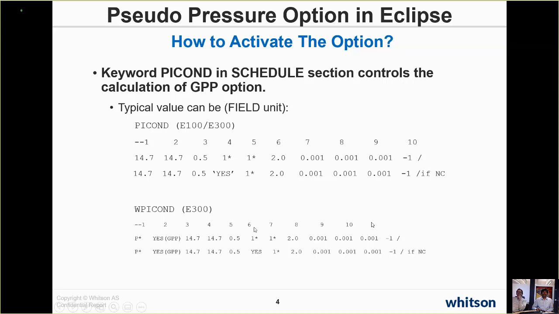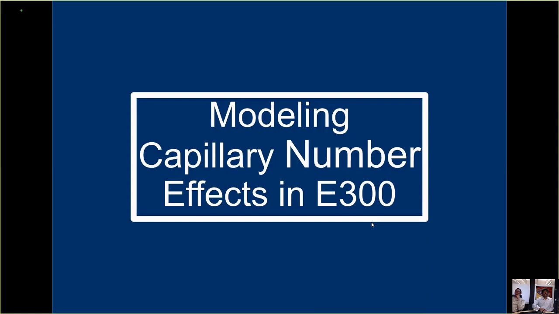Here there is item number 4 in PICOUNT and 6 in WPICOUNT. If we want to include the effect of capillary number, we have to say yes. But I'll go into that in the next slide. Then that will activate, I think, pseudo.